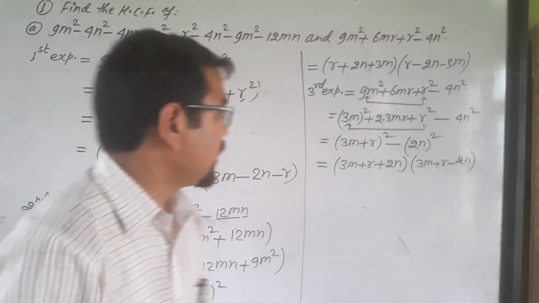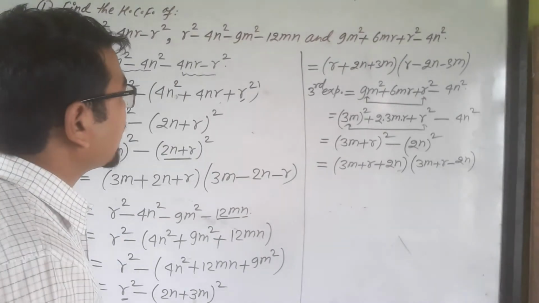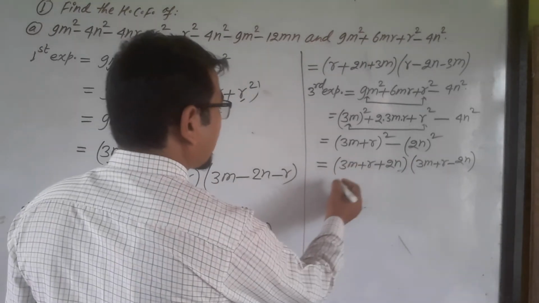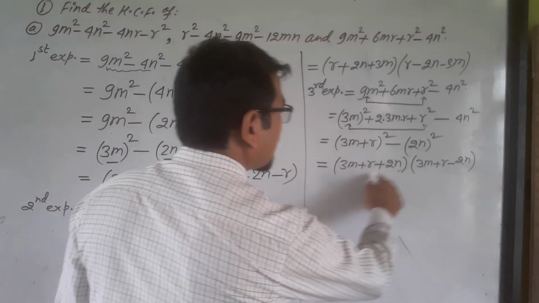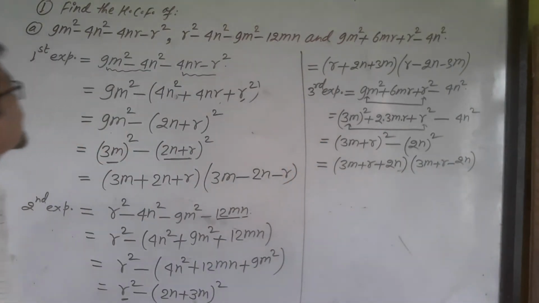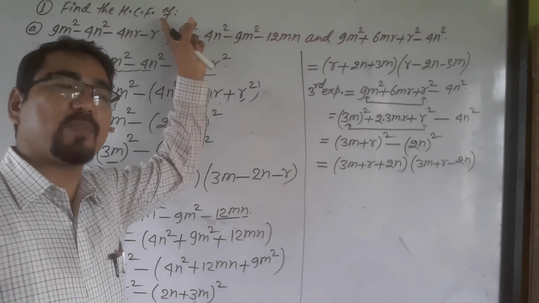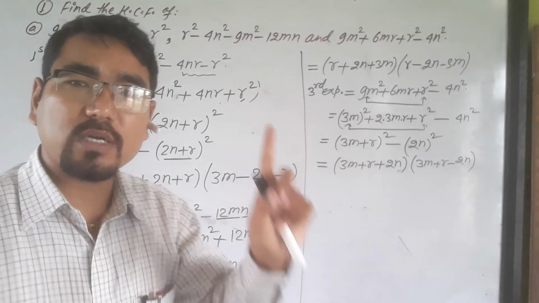Okay. So these terms, if you like to write by arranging, then you can write it this way. So this became only this much. You can write by arranging also: m times 3m plus 2n plus r, times 3m minus 2n plus r. So here the question is asking for H.C.F. Everybody knows H.C.F means highest common factor, that is the product of common factors.